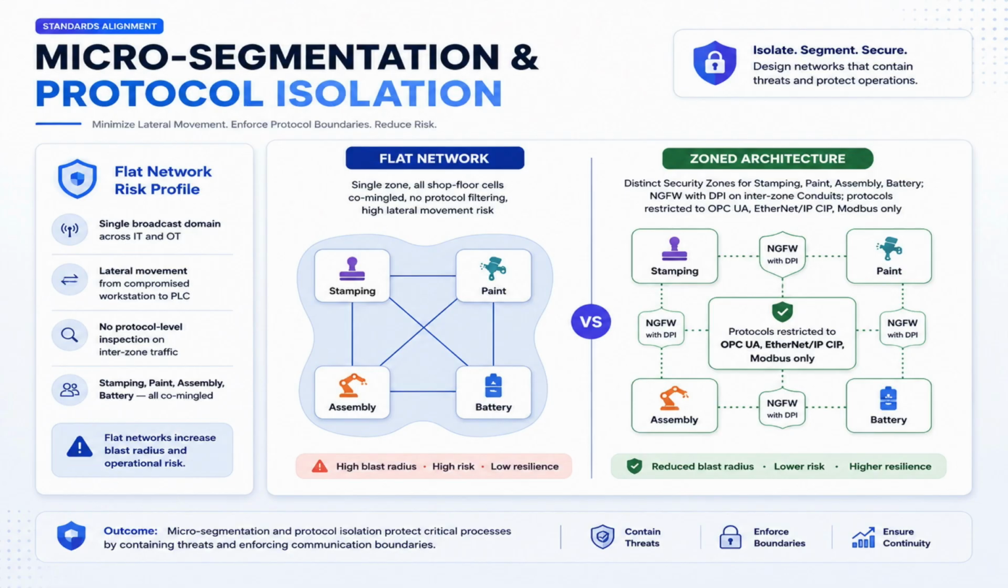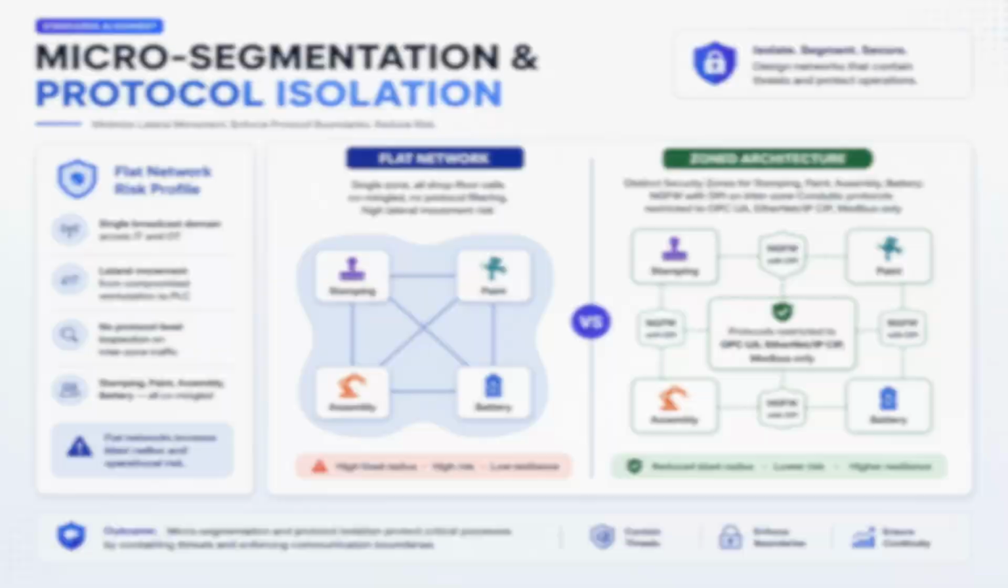Under ISA IEC 62443, we group equipment into isolated security zones. For instance, stamping cell 1 is its own zone, paint line is another. The network traffic between zones must travel through defined conduits governed by next generation firewalls with deep packet inspection. If a network anomaly or broadcast storm occurs in cell 1, the firewall blocks it at the conduit boundary, keeping the rest of your factory running at full capacity.